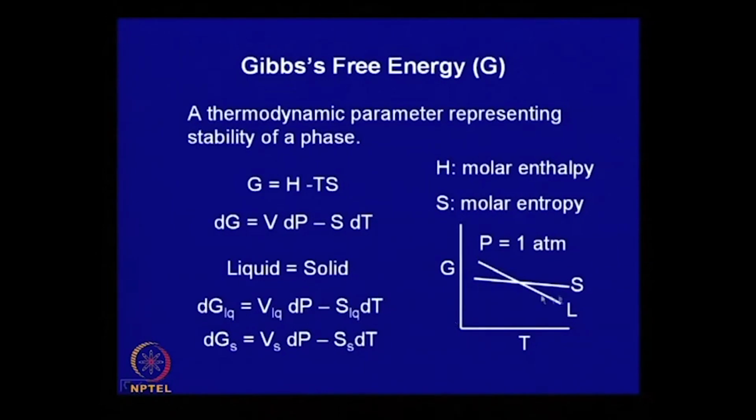Now, let us look at it at high temperature, which has lower free energy, it is liquid. So, higher temperature liquid is more stable, and these two lines intersect here. So, this is the freezing point or melting point. Below this, solid is more stable because it has lower free energy.